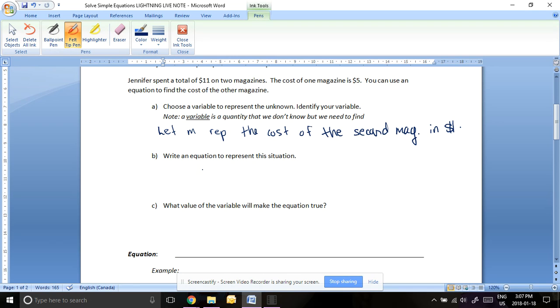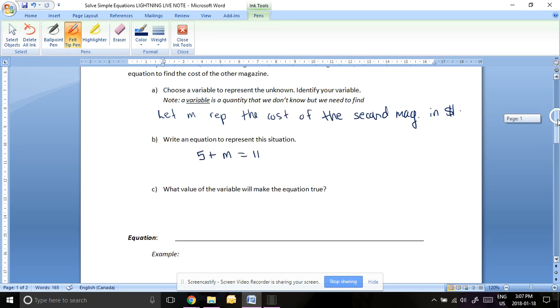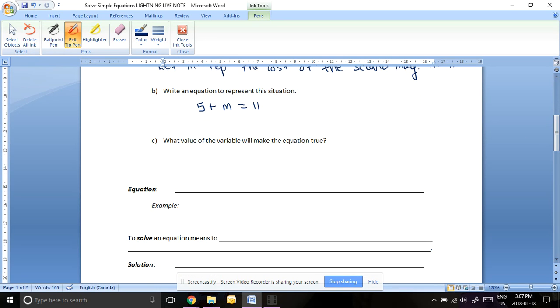So the equation is 5 plus M has to equal 11. The cost of the first magazine is $5 plus the cost of the second magazine, that's a variable because it's unknown, equals 11. So what is the value of the variable that will make this equation true? You have two ways of doing this. Either you can look just by inspection, which just means figuring it out by looking at it. So you can say M equals 6 just because you know 5 plus 6 is 11.